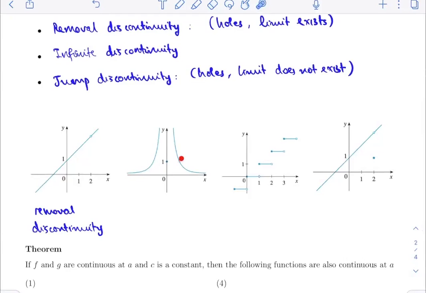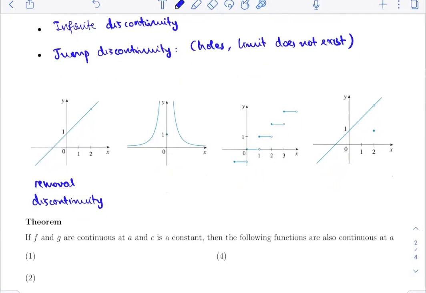In the second graph, the function is discontinuous at x equal to 0 because as x approaches 0 from the left, the function goes up to positive infinity. Or you can give the same explanation: when x approaches 0 from the right, the function approaches positive infinity as well. So for this graph, the type of discontinuity is infinite discontinuity.